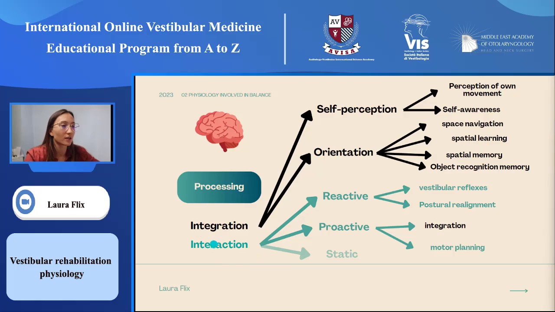I divided the interaction into the proactive balance and the reactive balance, okay? And then we will have the static, but the static will be a balance within proactive and reactive, because we are never totally static, no? So in the proactive part, I would like to emphasize the integration part, because we need to know where we are, our self-perception, and then we will have the motor planning, no? And then in the reactive balance, we will have all the changes that go after the action, that will be, more or less, to simplify, vestibular reflexes and the postural realignment, okay?